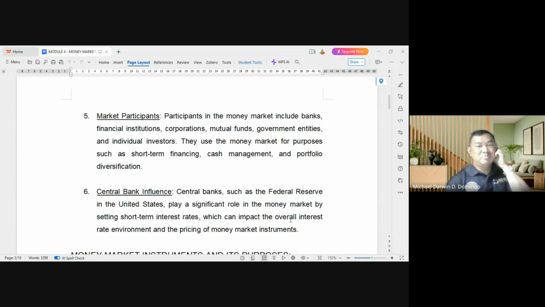Market participants. Participants in the money market include banks, financial institutions, corporations, mutual funds, government entities, and individual investors. At lahat sila guys ay highly qualified. So they use the money market for purposes such as providing short-term financing, cash management, and portfolio diversification. And to tell you frankly, itong portfolio diversification, sabi nga natin, is very important. And the last one is, of course, central bank influence. The central bank, such as the Federal Reserve in the United States, plays a significant role in the money market. Sa money market, lalo na guys, kapag masyadong marami ang cash na nasa market.